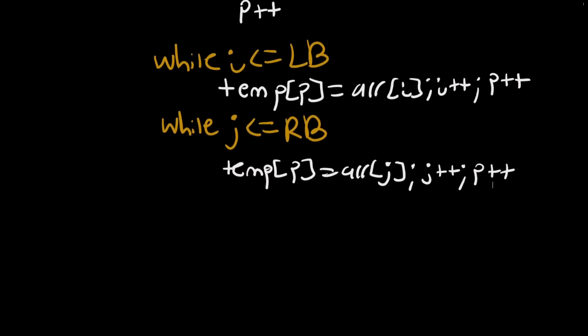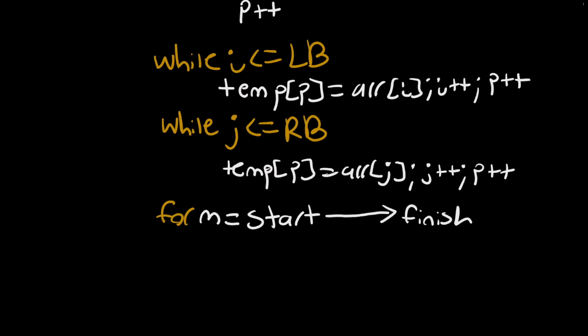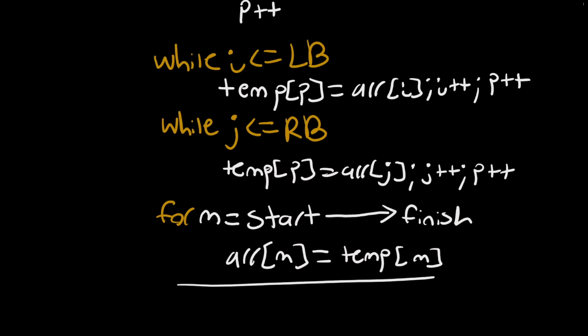Then at the end, we're going to do our nice for loop and plug all of these back into our main array. We're going to set m equal to, remember that start we added at the top? So the starting index is going to be at the start, and we're going to run this for loop all the way to the finish. And at this m index, we're going to copy back everything at the m index from the temp. And this should give us the filling in. So that's the merge function.